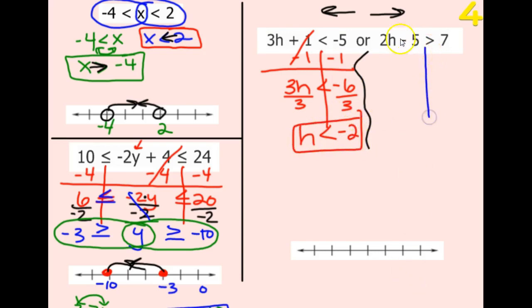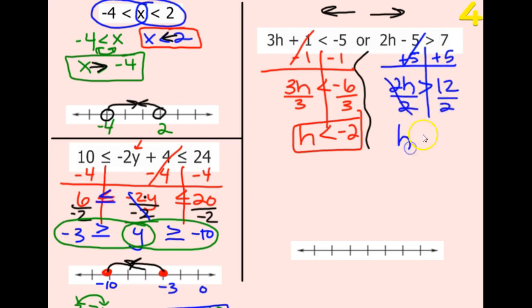And on this side, get h by itself as well, add 5. So I have 2h is greater than 7 plus 5, which should give me 12. And then divide by 2 on both sides. 12 divided by 2 is 6. So I know negative 2 is the least, and 6 is the greatest.